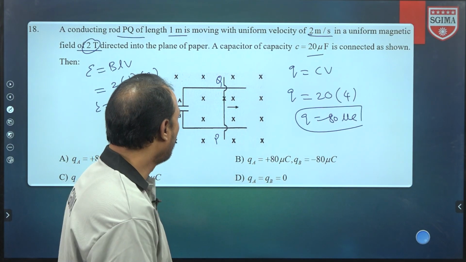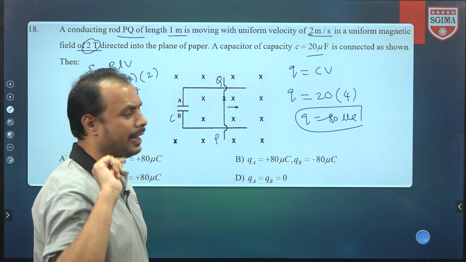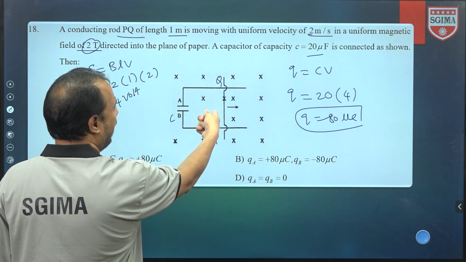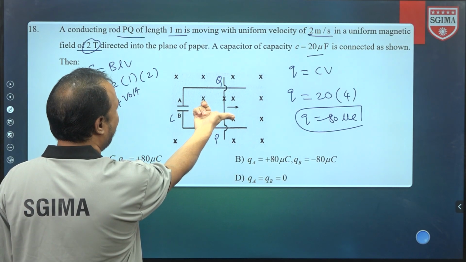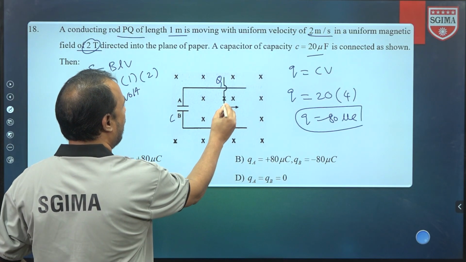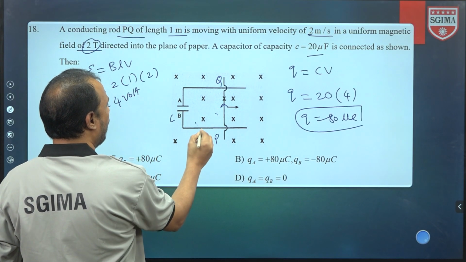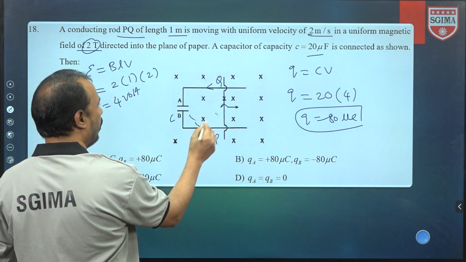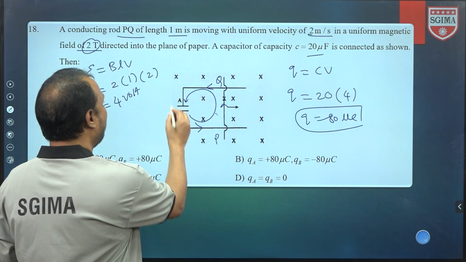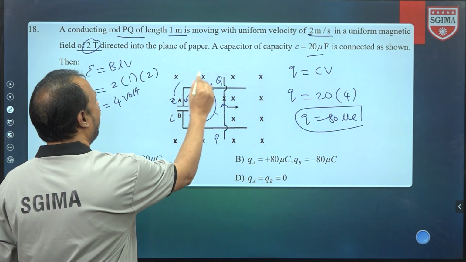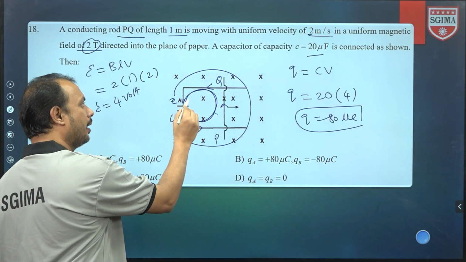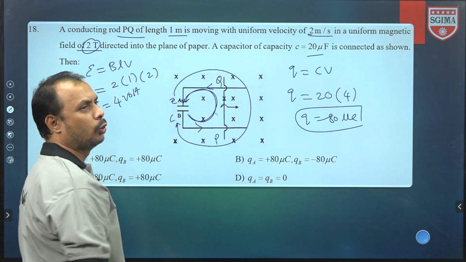But which is positive and which is negative? Again going with the right hand Fleming's rule. The rod has magnetic field into the plane, the rod is moving in the right side direction, so the current should be upwards. If you complete the loop, the conventional current is flowing from B to A, but electrons are flowing from A to B.